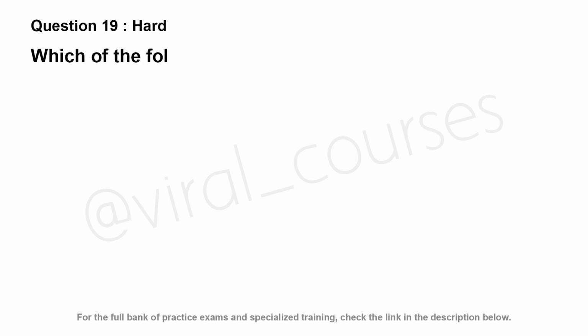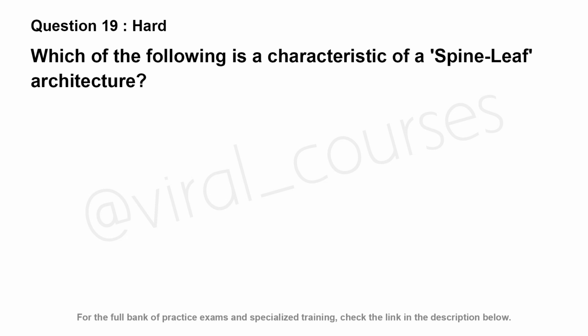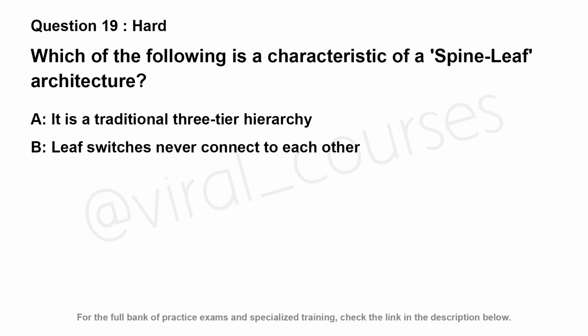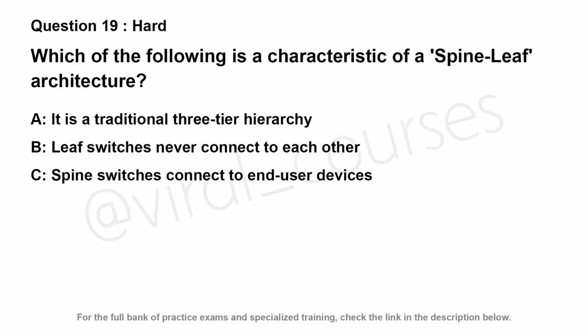Which of the following is a characteristic of a spine-leaf architecture? Option A, it is a traditional three-tier hierarchy. Option B, leaf switches never connect to each other. Option C, spine switches connect to end-user devices. Option D, it uses STP to prevent loops primarily.